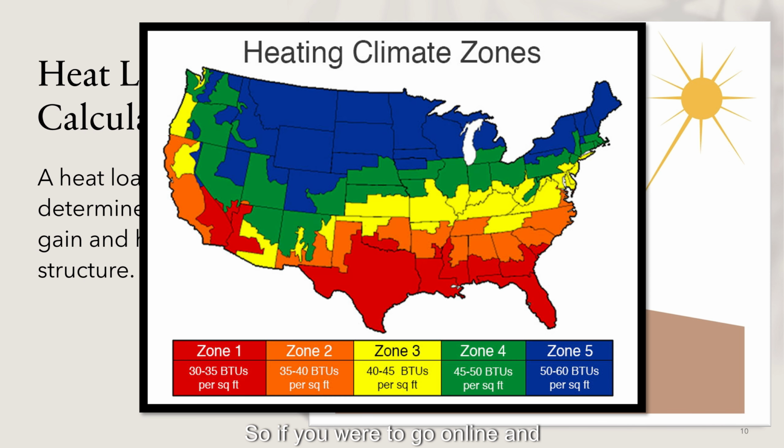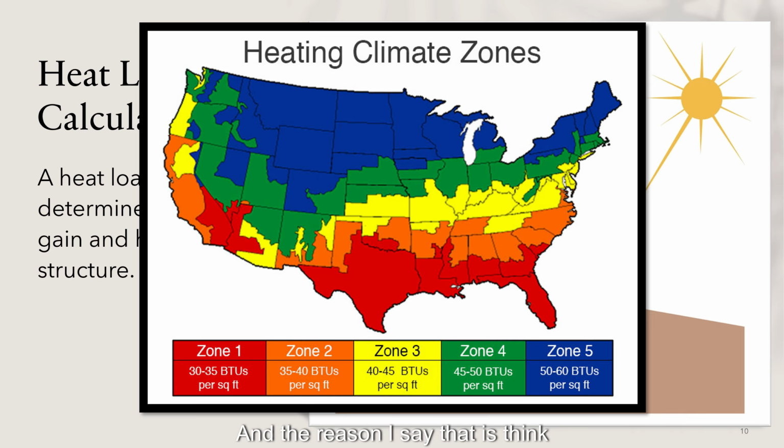So if you were to go online and quickly find a heat load chart or calculator or anything like that, what you're going to find is something like this. Real simple. If you don't know, in Chicago, we're located right over here in this area by Lake Michigan. That puts us into zone 4, which says that for every square foot of our home, we need 45 to 50 BTUs to make sure that we heat and cool that space. That may be the case in some places, but not in all.